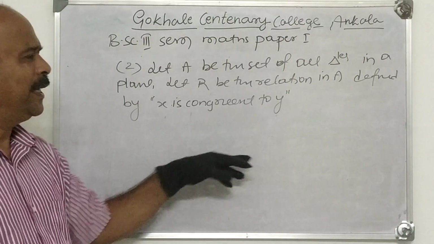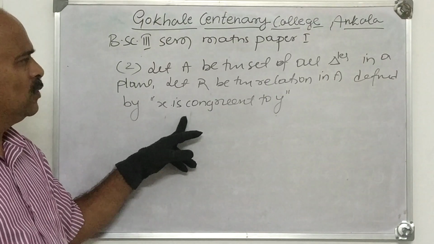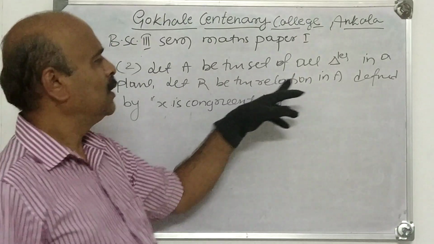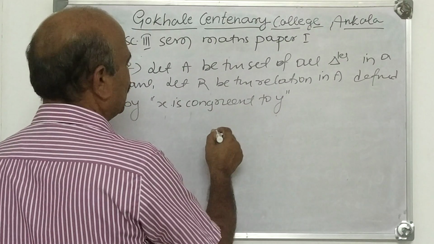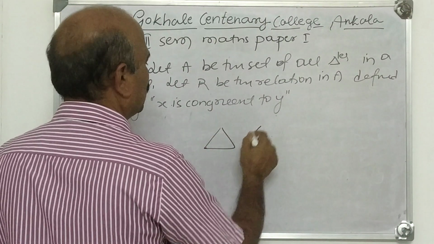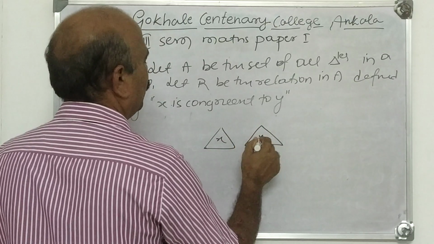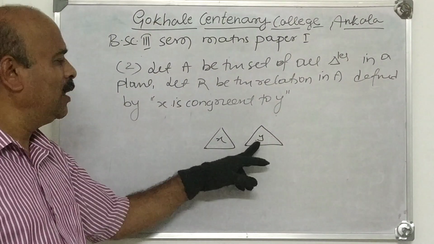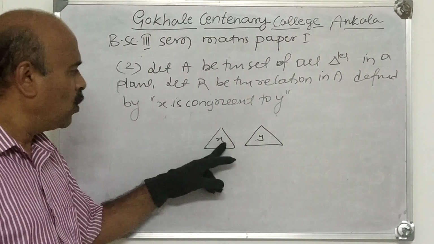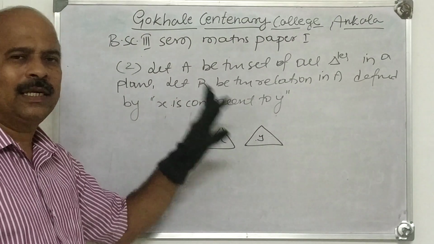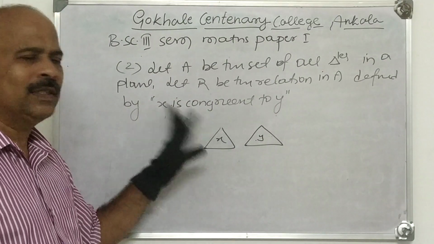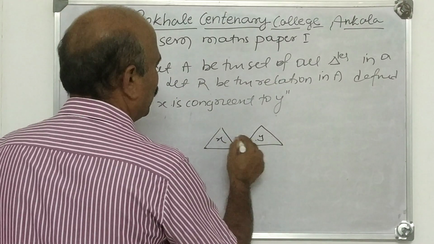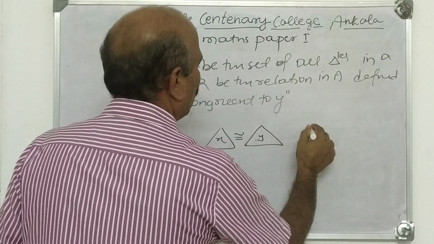Why is it an equivalence? Let me explain like this. Why is it reflexive? Any triangle is congruent to itself. Why is it symmetric? Consider two triangles. Suppose x is congruent to y, then y is congruent to x. You know what congruent triangles are? Similar triangles are different. Congruent triangles are different. Congruent means exactly the same. Two triangles are exactly the same. Therefore, it is symmetric.